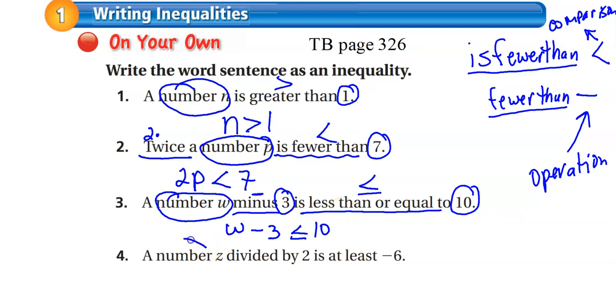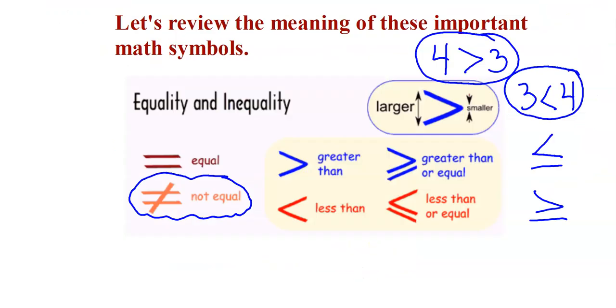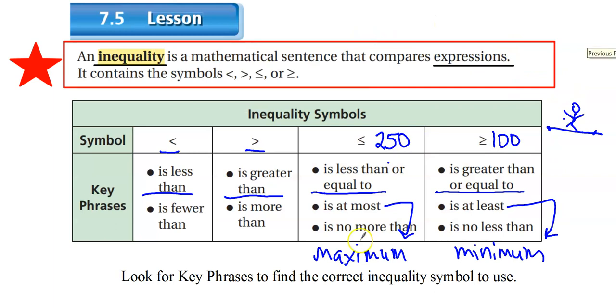And the last one is Z. There's a 2 and a -6. I'm going to underline the divided by and write the division symbol. Is at least. Okay, I think that's a minimum, right? So I can go back to my list. Is at least. Yep, that's a minimum. So that's the symbol I'm going to use.